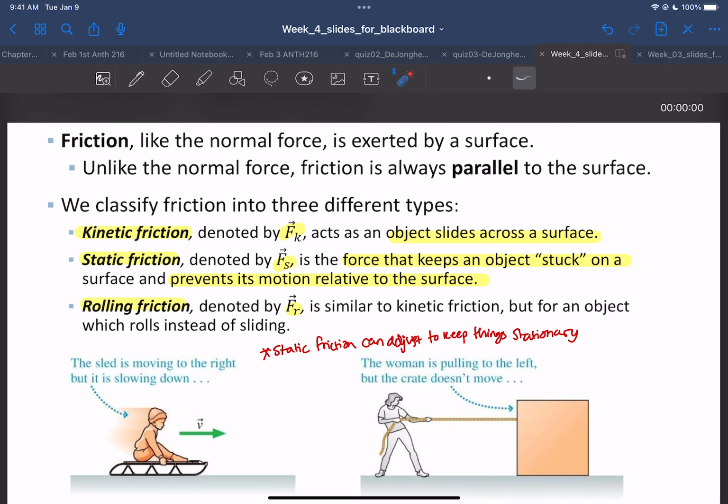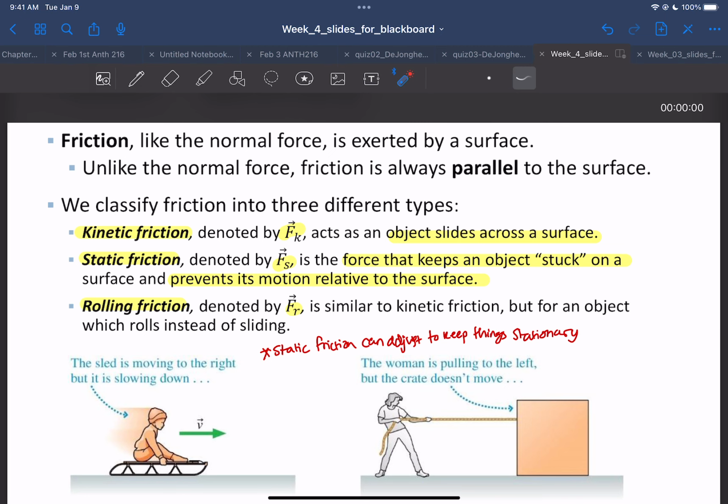Rolling friction, like I said, is not going to be as frequent of a concept. It's very similar to kinetic friction, but it's for objects that roll, like wheels and tires, instead of sliding. But really, rolling friction isn't as used or as frequent of a concept. So I would just focus on static friction and kinetic friction.